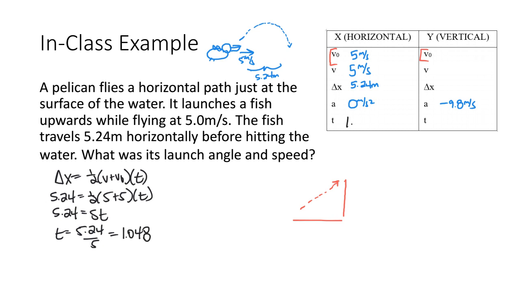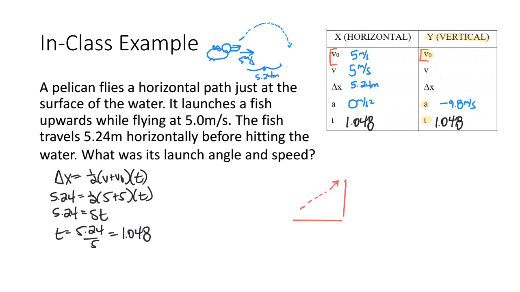So I got a total time. And this is where it becomes kind of tricky, because if you look, you might see upon first glance in the vertical column that we don't have enough information to solve this problem, to find our initial velocity. We only have our acceleration and our time.